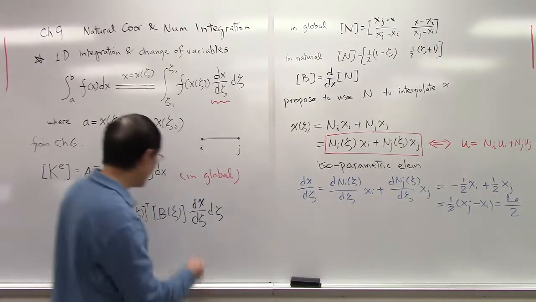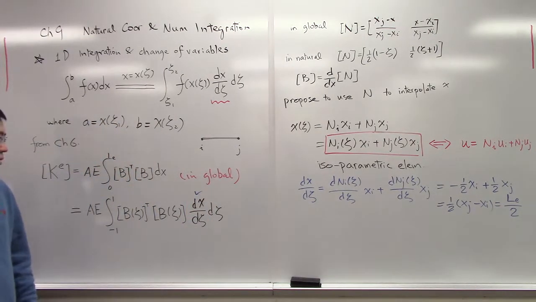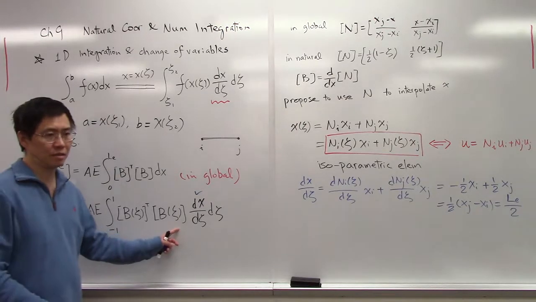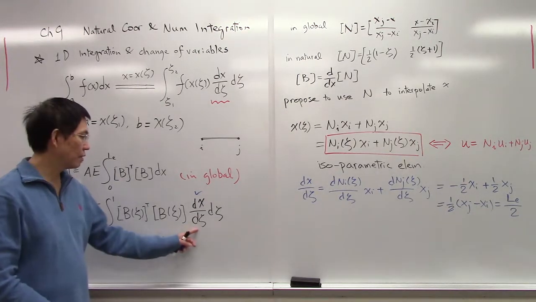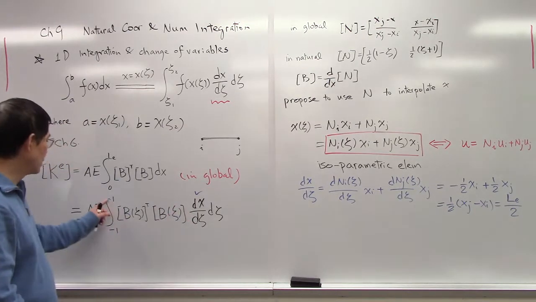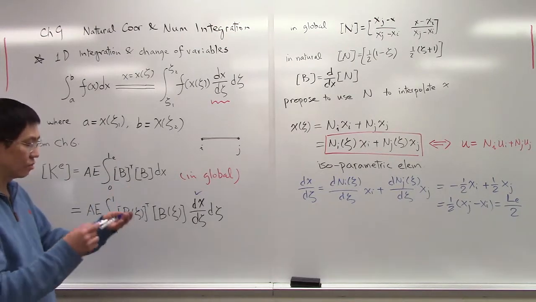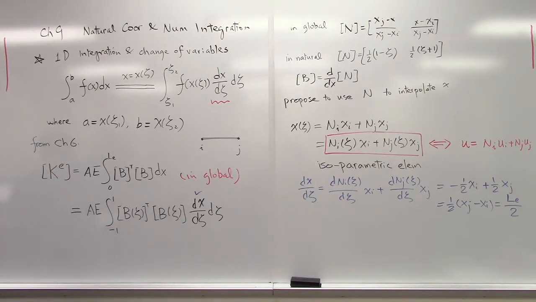Alright, so now we have this one. Okay? And this is constant. And we obtain that. So we can plug that in. The integration is always from -1 to 1, so it's very easy to do. At the end, let's just do that.